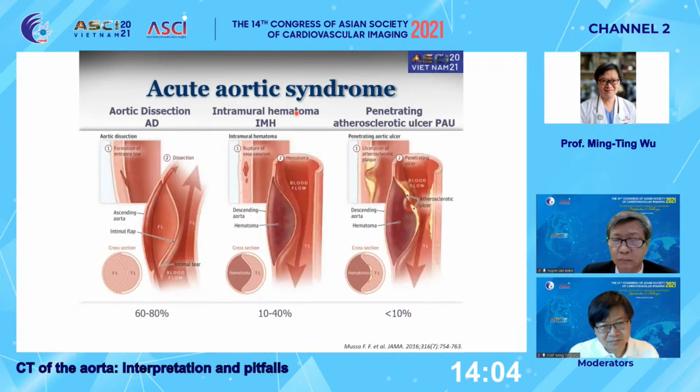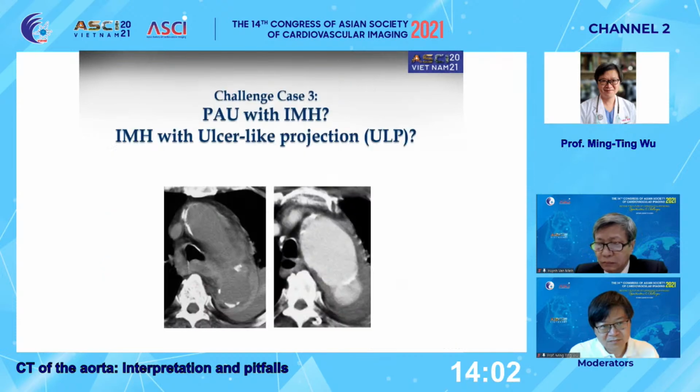Okay, then we talk about intramural hematoma. Here is challenge case number 3. This is non-contrast CT, and this is post-contrast CT. What do you think? Is this a penetrating aortic ulcer with IMH, or is it an IMH with ulcer-like projection? Please pause.